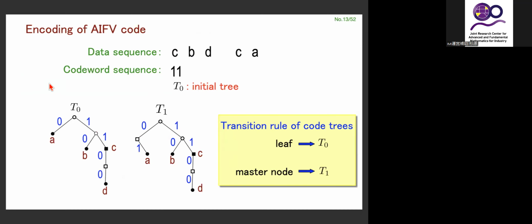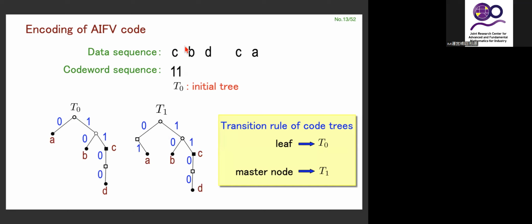Now, how does the encoding work in AIFV code? As an example, we consider this source symbol data sequence. We first use the code tree T0. And the transition rule of code trees is given by this rule. That is, if a source symbol is encoded at a master node, then we move to T1 to encode the next source symbol. And if a source symbol is encoded at a leaf, then we move to T0 to encode the next source symbol.